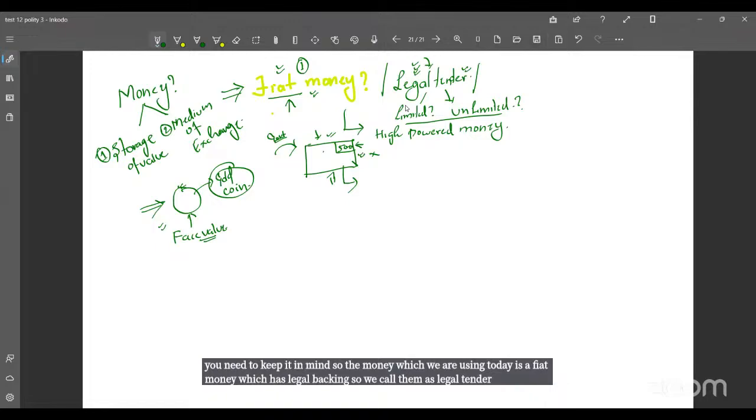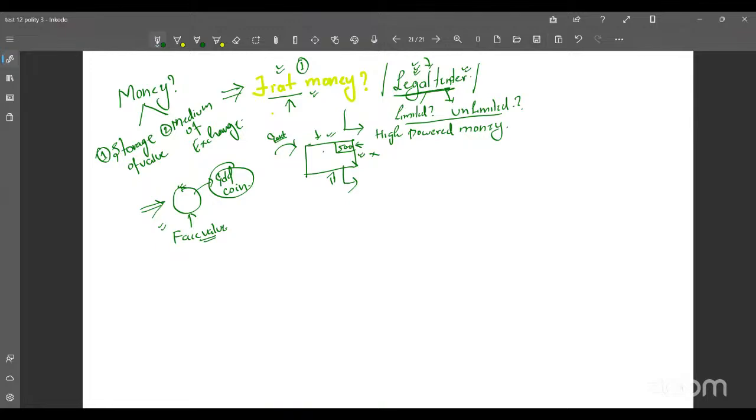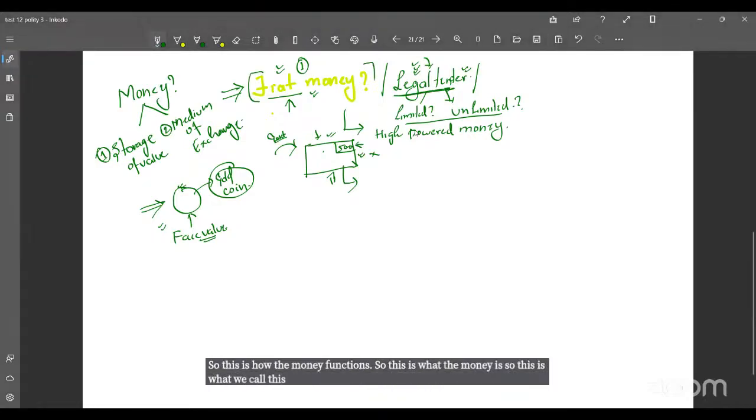Is this particular concept understood? So this is how money functions. This is what money is. This is what we call legal fiat money.